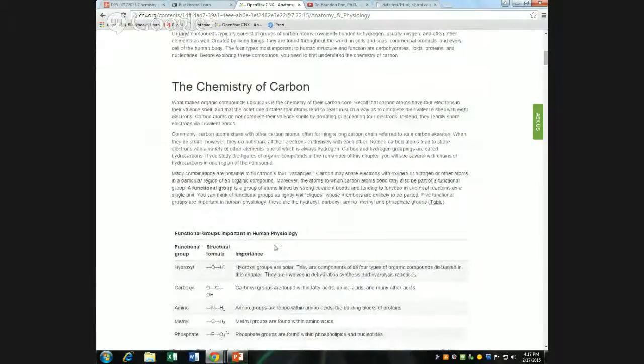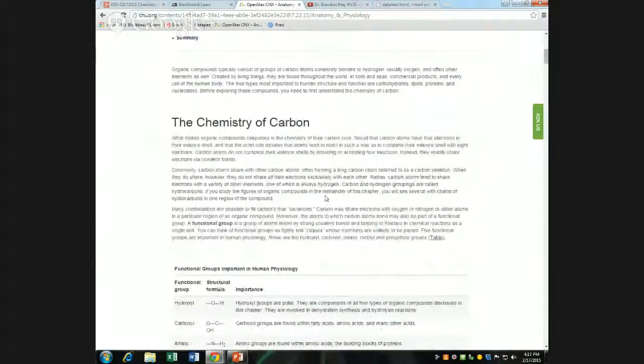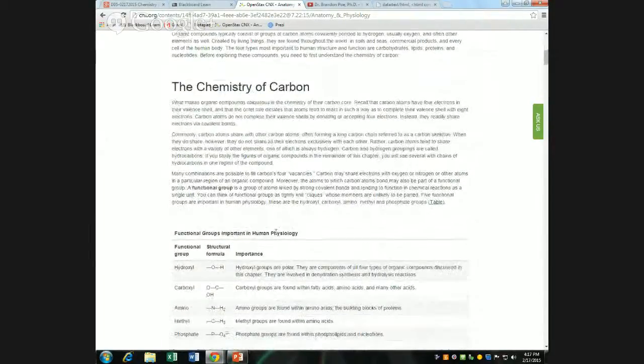So first it just talks a little bit about the chemistry of carbon, which is important. Then it introduces this thing called functional groups. So pay attention to this. I'll mention some of these things occasionally.